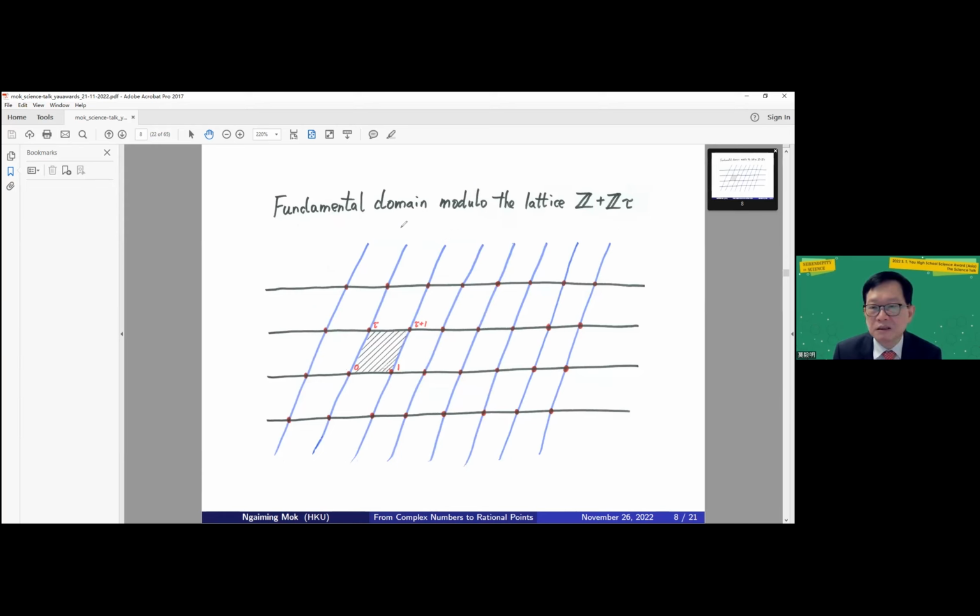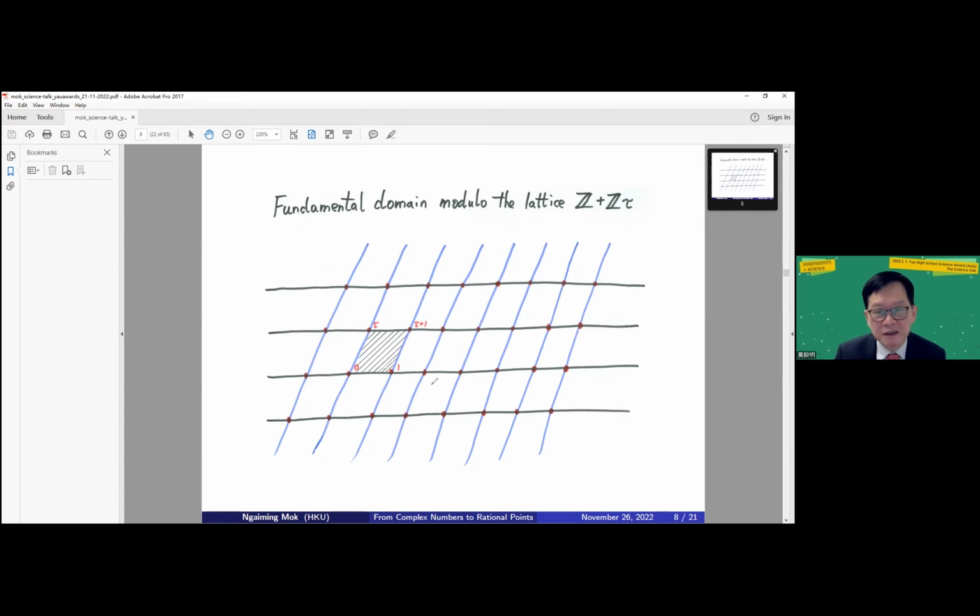Depending on where tau is located, the quotient that is obtained by folding the two sides of the fundamental parallelogram together would change. However, tau and tau plus 1, for instance, would give you identical or isomorphic elliptic curves.